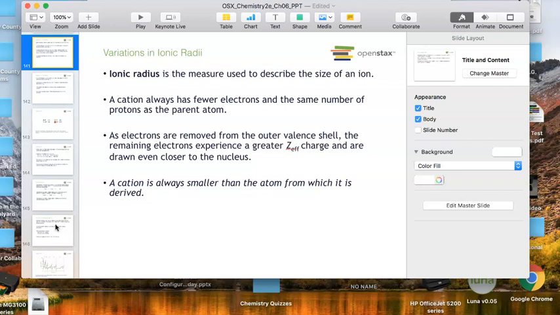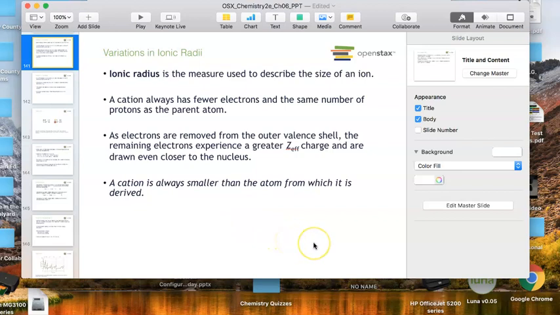All right, so what about ions? How does that affect the size of an atom if it becomes an ion? An ionic radius is used to describe the size of an ion.